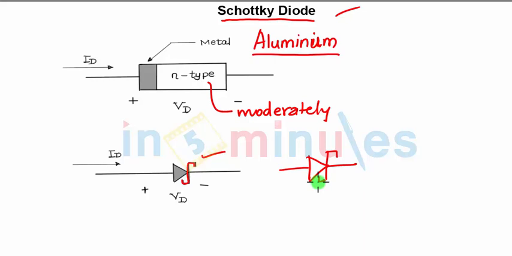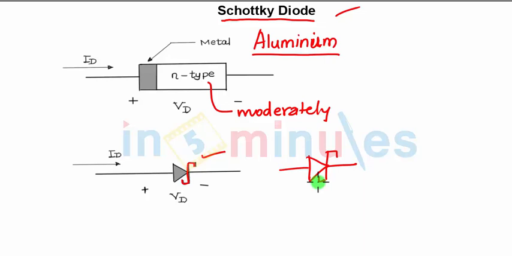Next is the Schottky diode. What you can say about the Schottky diode is it is formed when a metal such as aluminium is brought in contact with moderately doped n-type. So this is n-type which is moderately doped, not heavily and not lightly. That is intermediate doping of the semiconductor, and above that you have an aluminium metal attached to it, which forms a diode which is called Schottky.